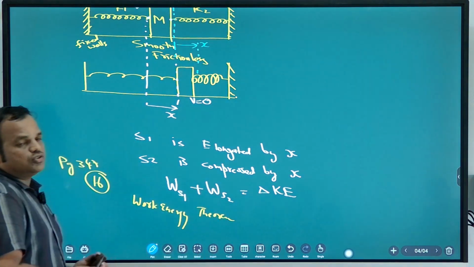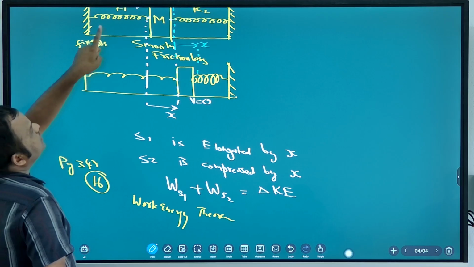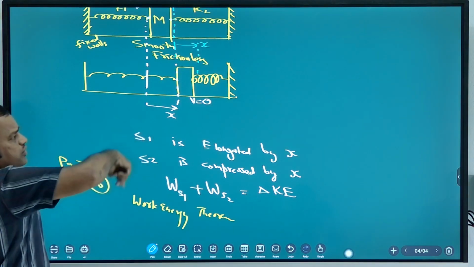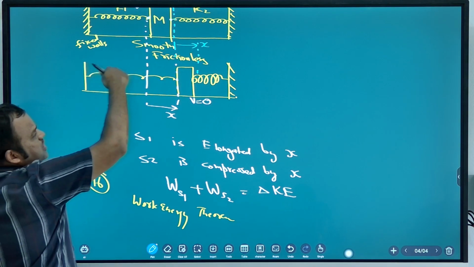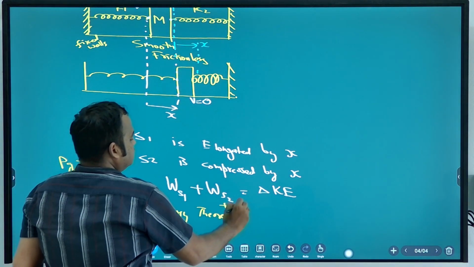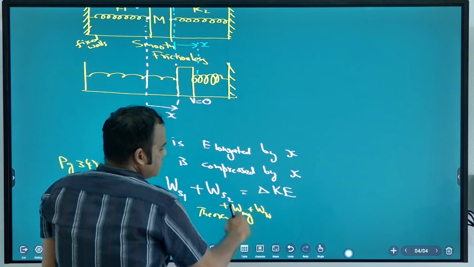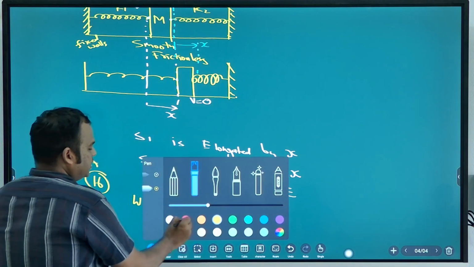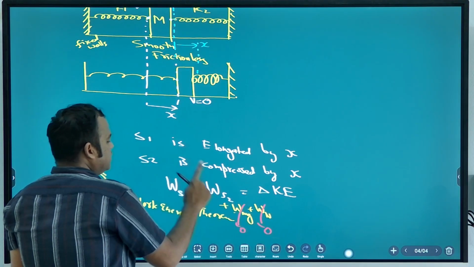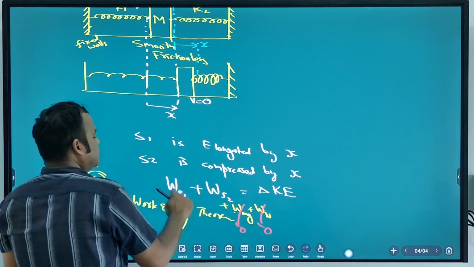W total. So who is doing work here? The springs are doing work. How many springs? Two. So spring 1 and spring 2 both are doing work: WS1 plus WS2. Is mg doing any work? Mg is vertical and normal is vertical, while the displacement is horizontal. What is the work done by mg? 0. And by normal? 0. Both are 0, that's why I'm not writing them. So out of the total 4 forces, these two are 0.